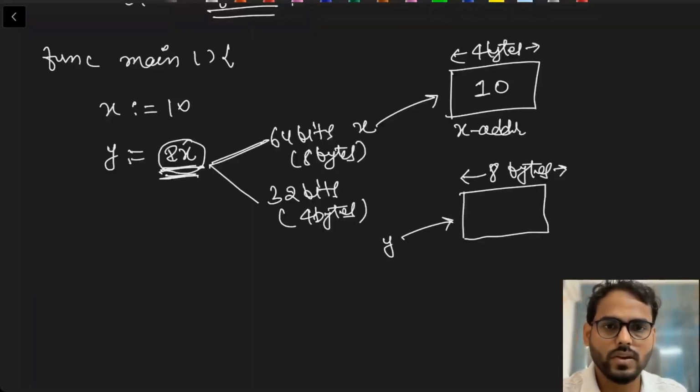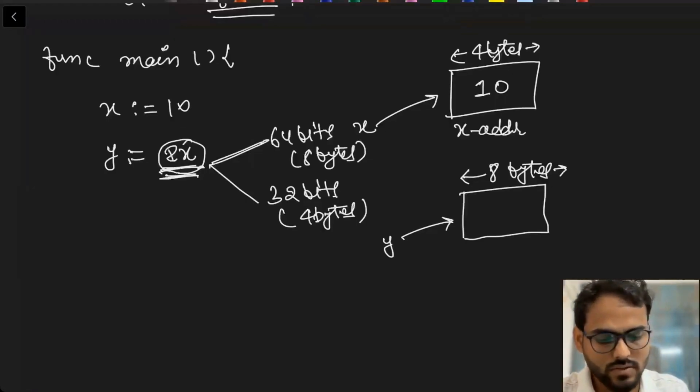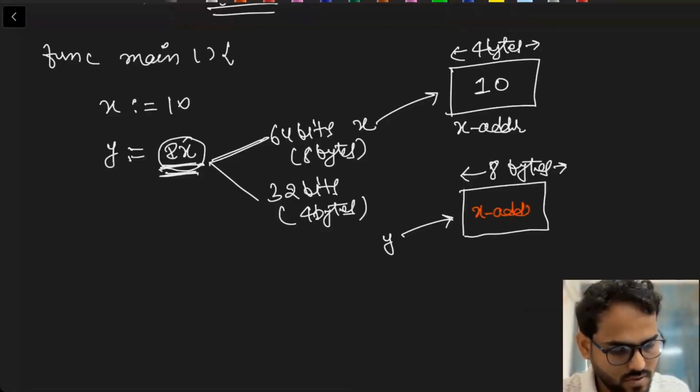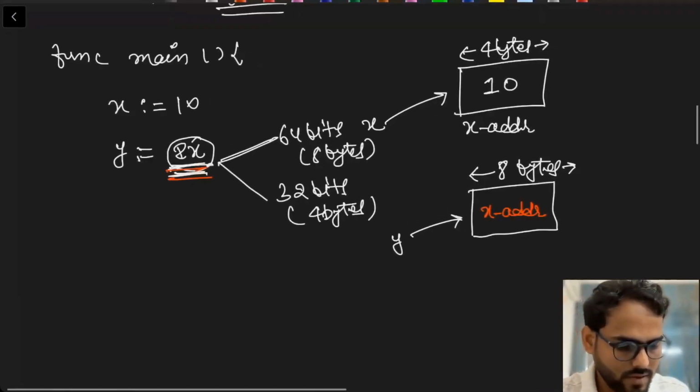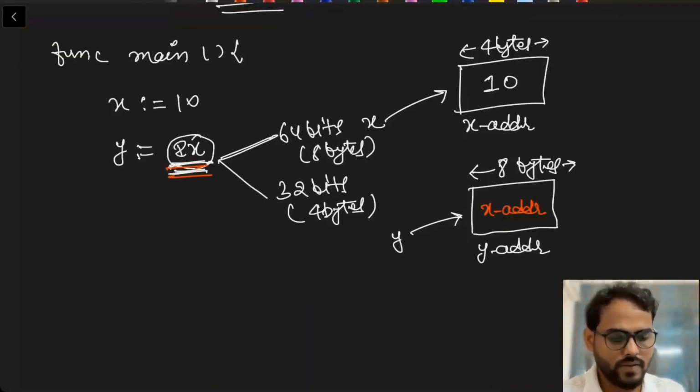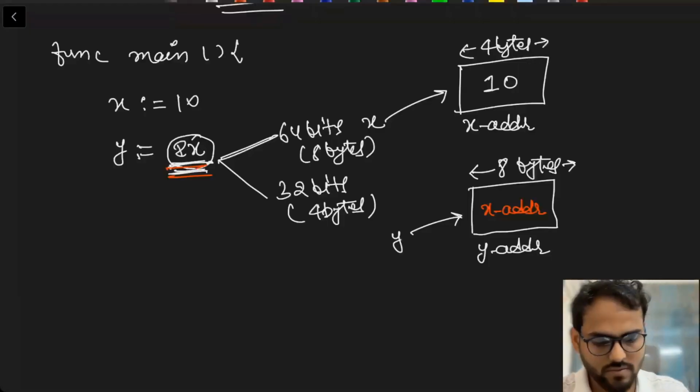What will be the value stored here? The value stored here will be the x address. Why? Because here we are storing the address of x, and let us say the starting address of this memory location is the y address. Okay, now let us see how we can update the value at x using y.